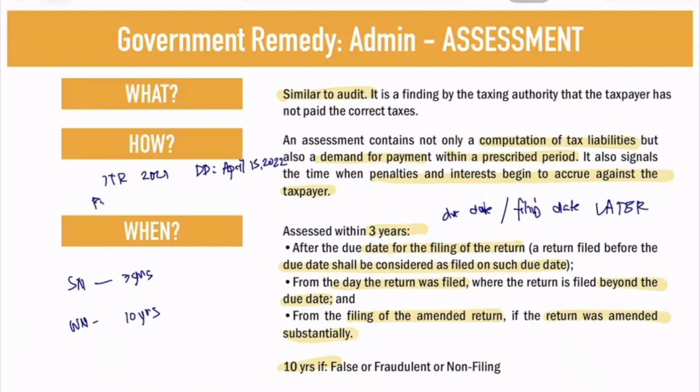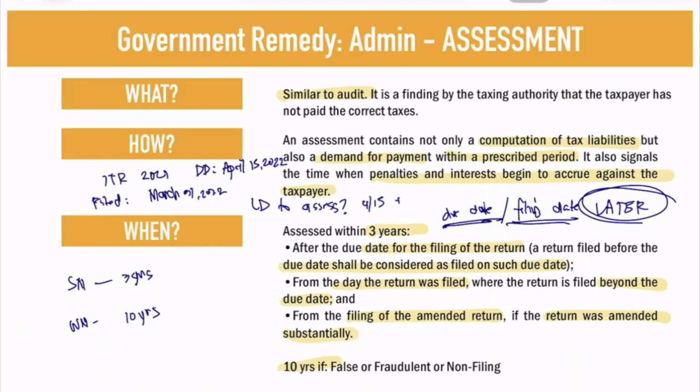For example, ITR for 2021, due date is April 15, 2022. You filed on March 31, 2022. When is the last day to assess, assuming it is a simple neglect? It is the due date or the filing date, whichever is later. The due date is April 15. The filing date is March 31. What is later between the two? It is April 15. You add 3 years. That is the last day to assess, so that is until April 15, 2025.